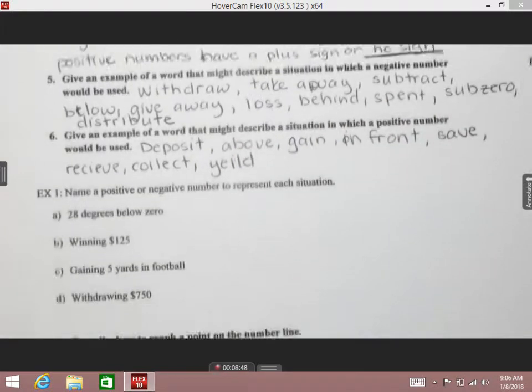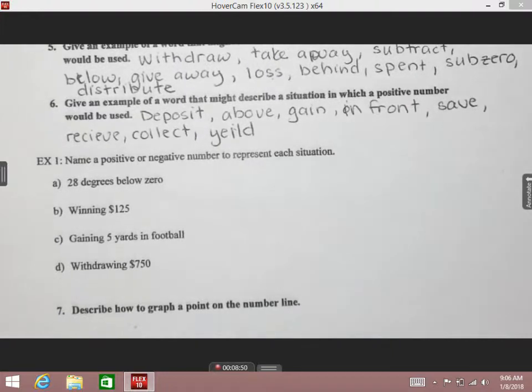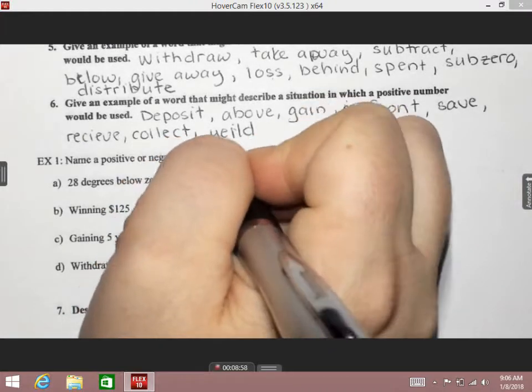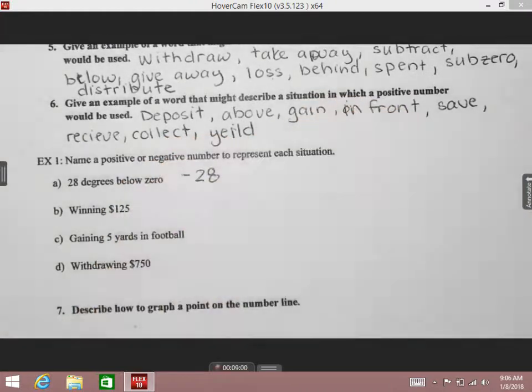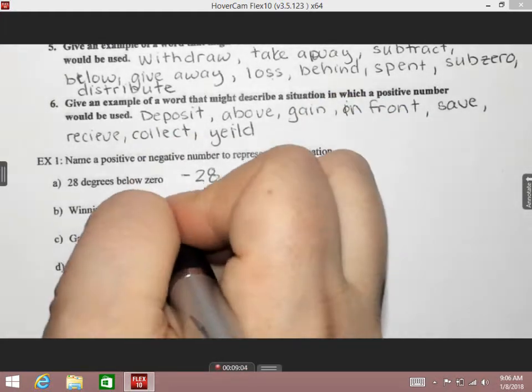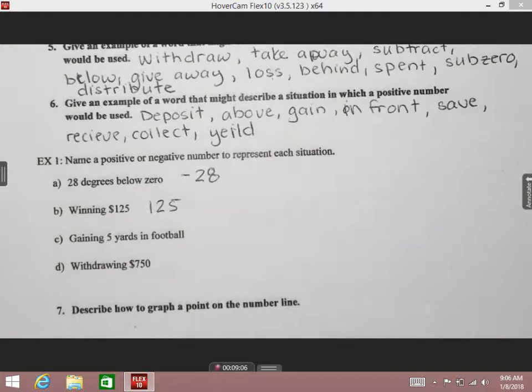All right, so let's move down to these next ones, guys. These are just positive number or negative number. Tell me what to write for each of these. For A, 28 degrees below 0. What am I going to write there? Cameron? Negative 28. Very good. Winning $125. Faith? 125. We're not putting the dollar sign. We're not putting a plus sign. Just 125. It's a positive number automatically.